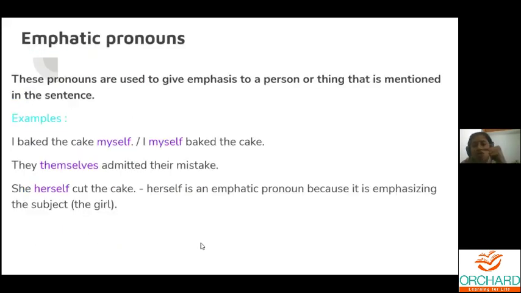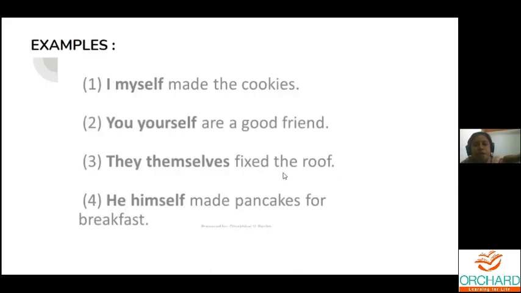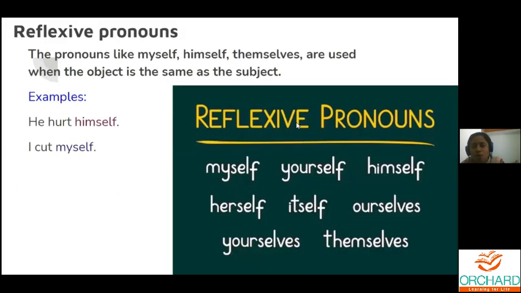Emphatic pronoun used to emphasize. Yes, give emphasis to a person or a thing. Yes, they themselves. If you see, mostly it will be used before the verb. So it is easy for you to find out. They themselves admitted. She herself cut. Yes. I myself made the cookies. You yourself are a good friend. They themselves. He himself made pancakes for breakfast. Yes, before the verb.